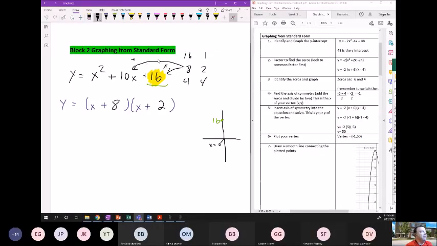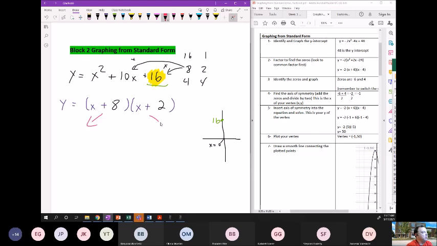Let's rewind real quick. First thing we did, step 1, find and graph the y-intercept. Our y-intercept was 16. Graph that. Then we factor it. We found our factors x plus 8 and x plus 2. Then what do we use our factored form to find? What can we pull out of the factored form? Our x-intercepts. Good. Or our zeros.